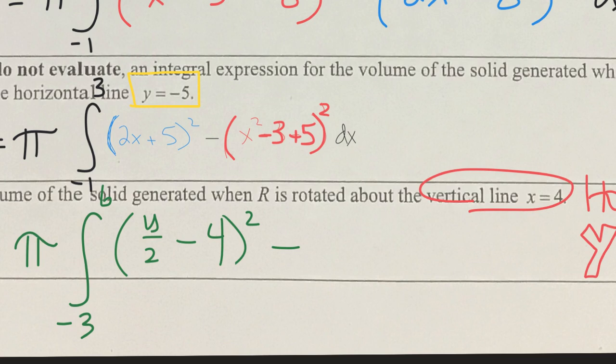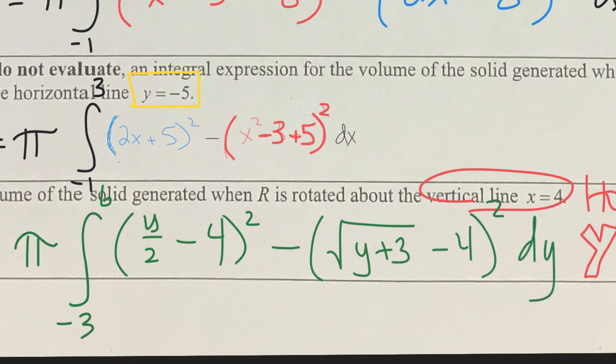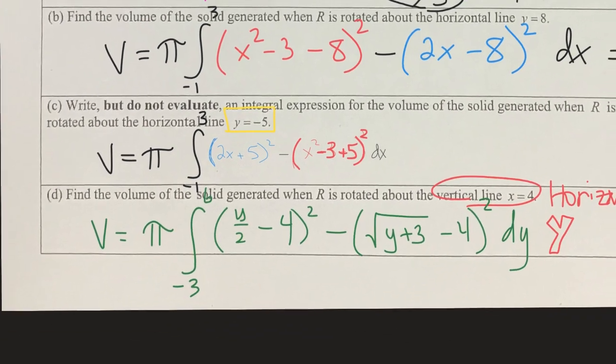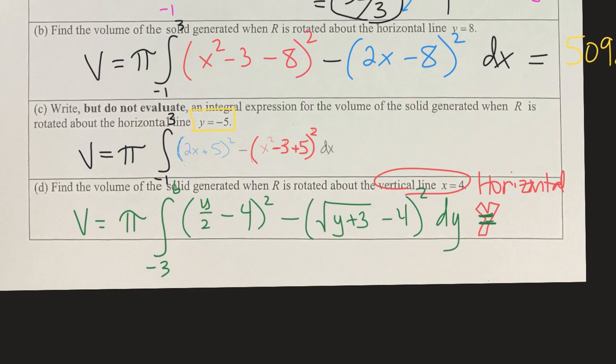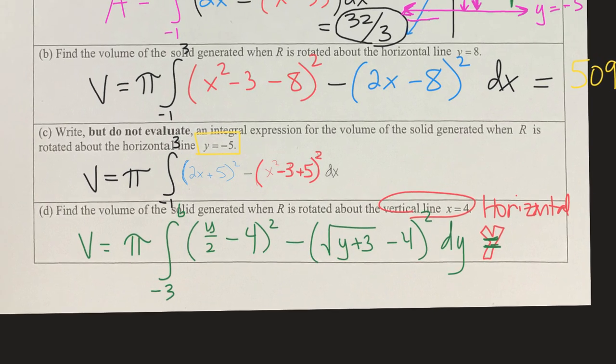Minus the square root of y plus 3, minus 4, squared, and then all this is in terms of y. And it wants us to find this, so we're going to plug this into our calculator with a dy, right? All of your variables are going to be y's. We have y-axis intervals, we have y equations, and let's see what the calculator tells me is the answer. 219.126. It's cubic units because it's volume.